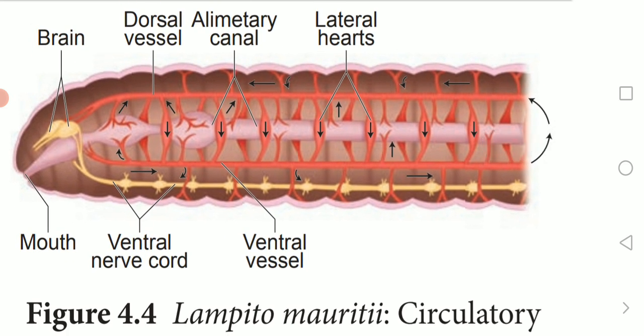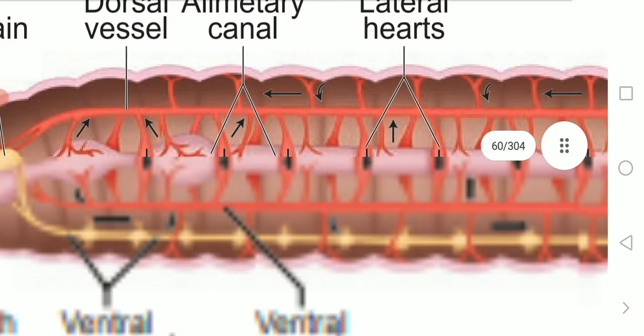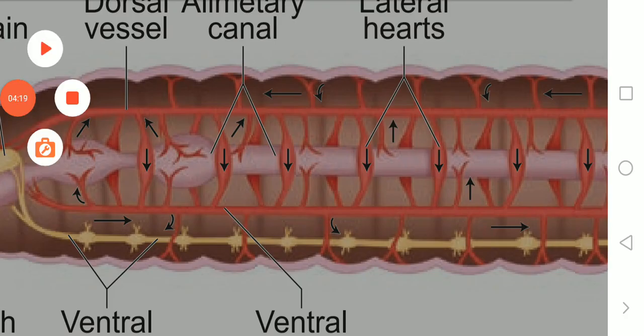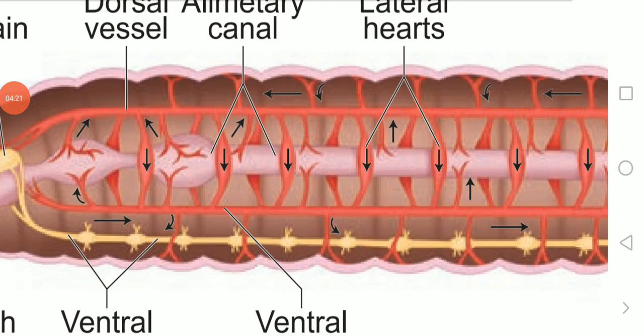Two median longitudinal blood vessels run above and below the middle part, the lined one here. The middle part which you are seeing is the alimentary canal. Alimentary canal means the digestive canal. On top of that alimentary canal and below it, two median longitudinal blood vessels are running.